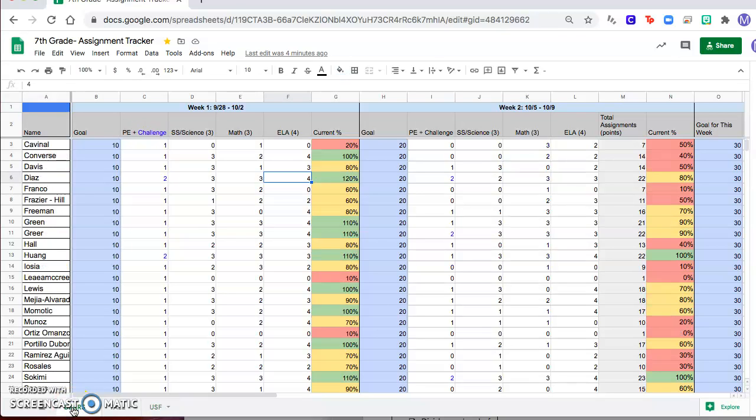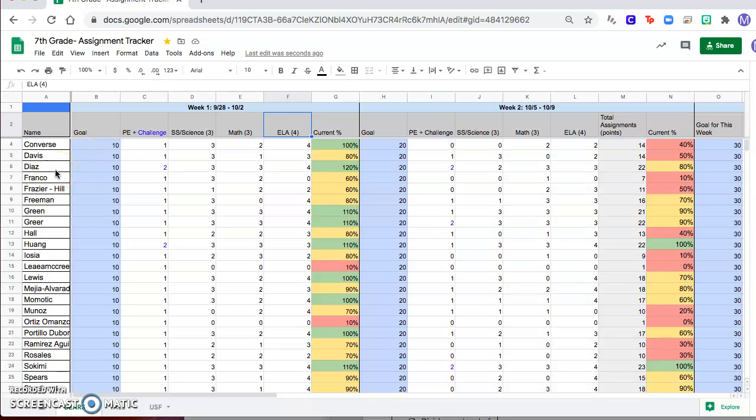So basically this is a tracker that will track how many assignments your student completed each week in each class. The classes are science and social studies, math, and ELA. Each week, the teachers will be putting in how many assignments each student has completed for that class. For example, you'll find your student's last name, and you will see on week 1, which was September 28th, how many assignments they completed.